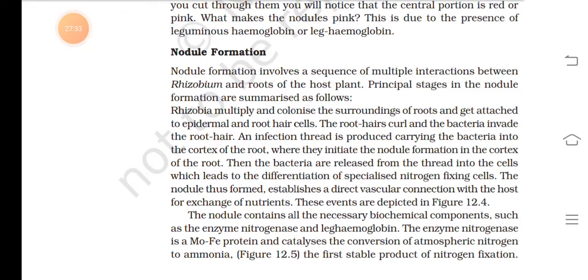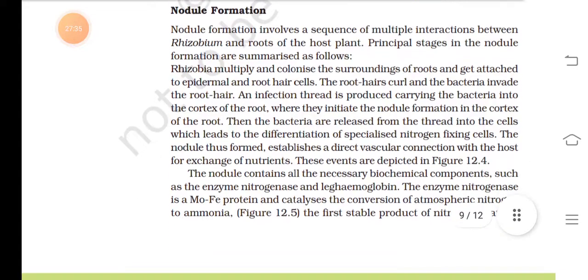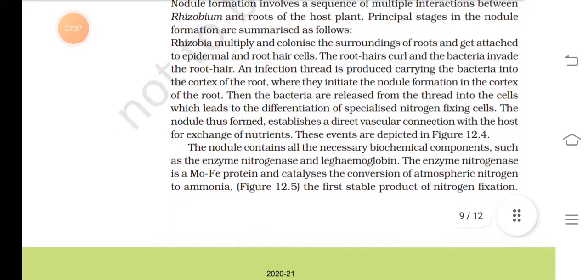Nodule formation involves a sequence of multiple interactions between Rhizobium and roots of the host plant. Principal stages in the nodule formation are summarized as follows. Rhizobia multiply and colonize the surroundings of roots and get attached to epidermal and root hair cells.